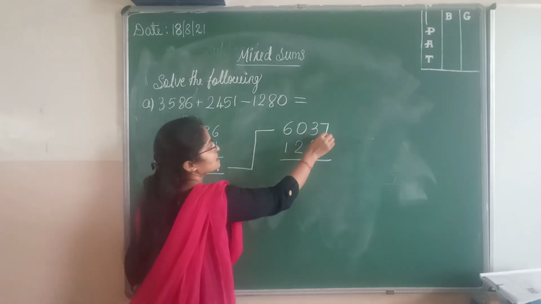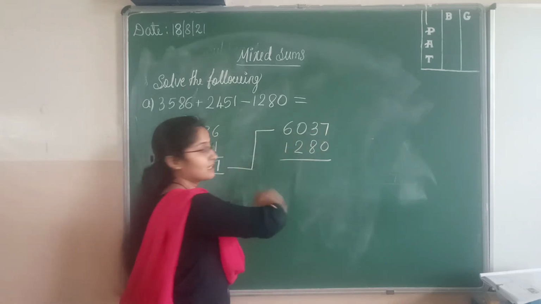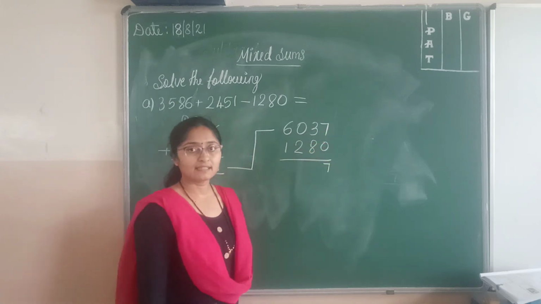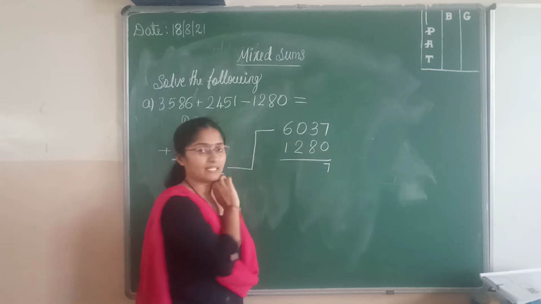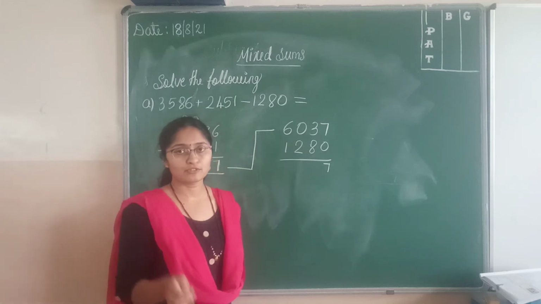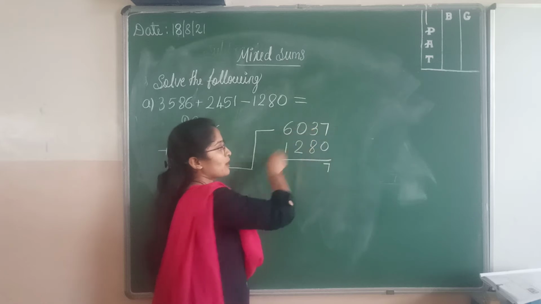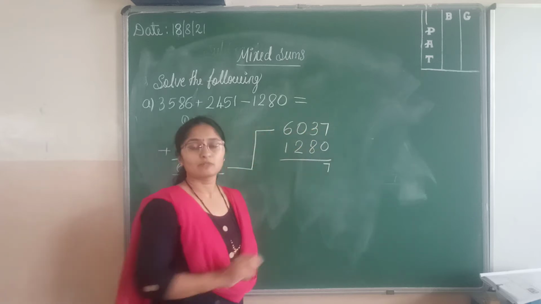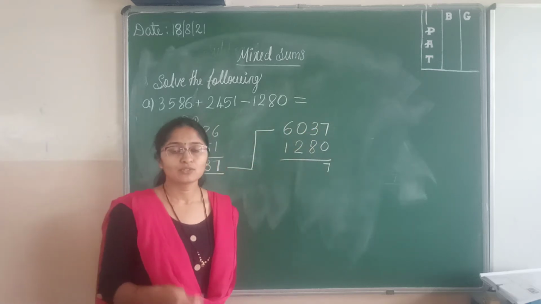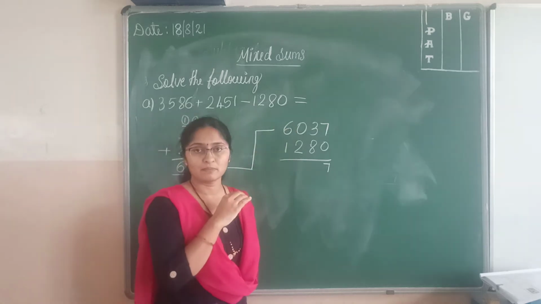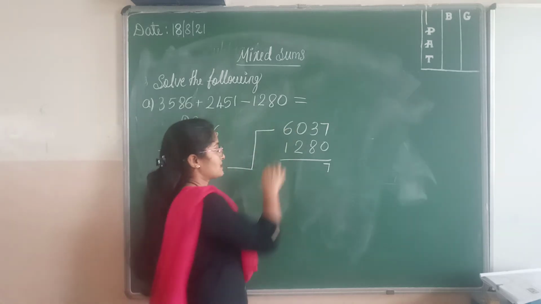So now subtract from the ones place. 7 minus 0 is 7. And again the next number is 3 minus 8. 3 minus 8 is not possible. So you have to borrow from the next place value. When you borrow from 0, you cannot borrow from 0. So what can we do? We can borrow directly from the thousands place, means from the 6.